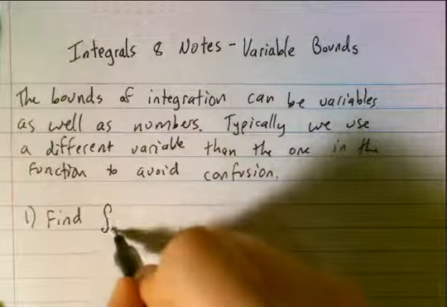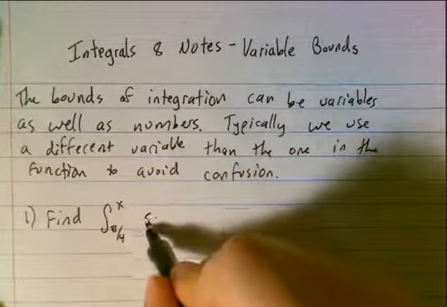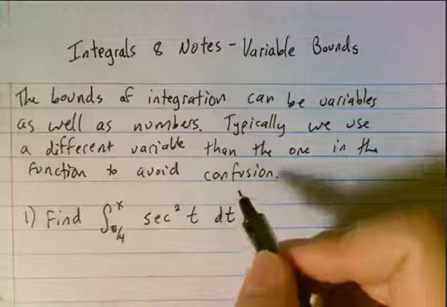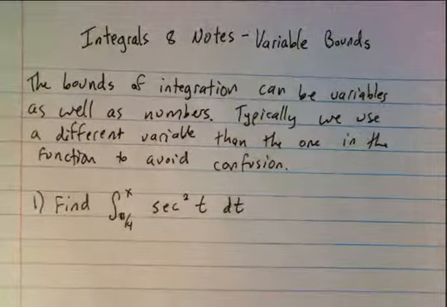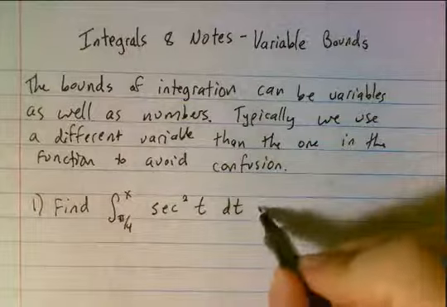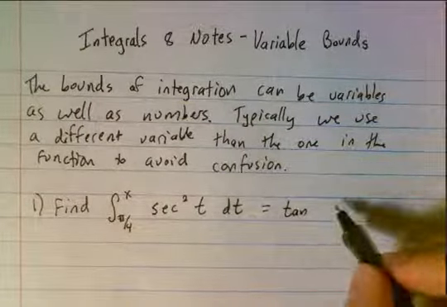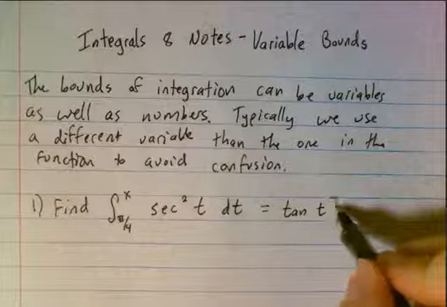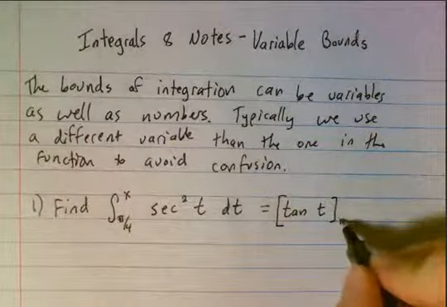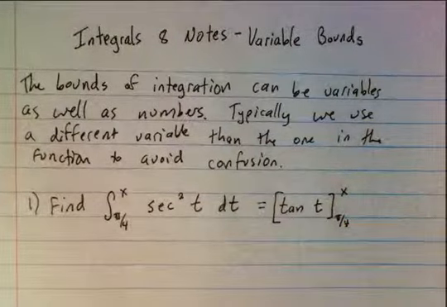Find the integral from pi over 4 to x of secant squared t dt. So what we're going to do is we're just going to do the same thing we were doing before. The antiderivative of secant squared is tangent, and our variable this time is t. That's pretty typical when we have these problems, that this will be t and this will be x. And then our bounds are from pi over 4 to x.